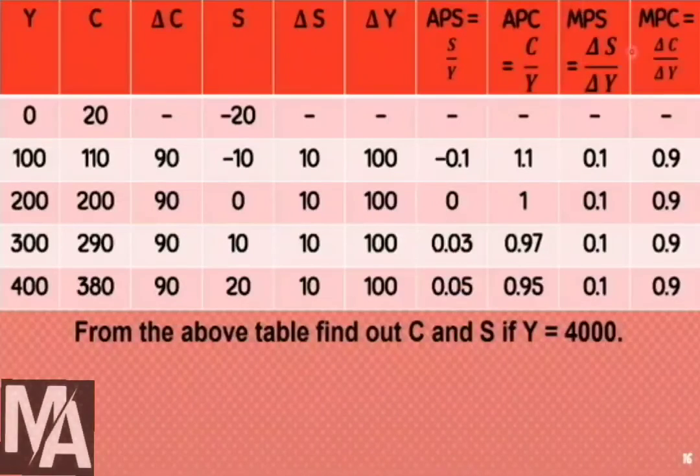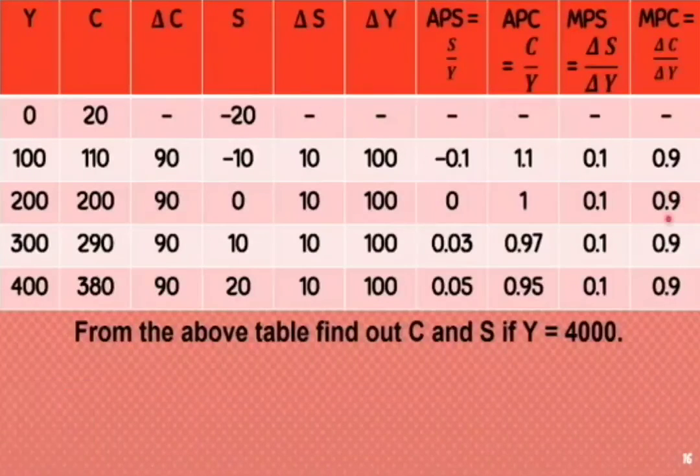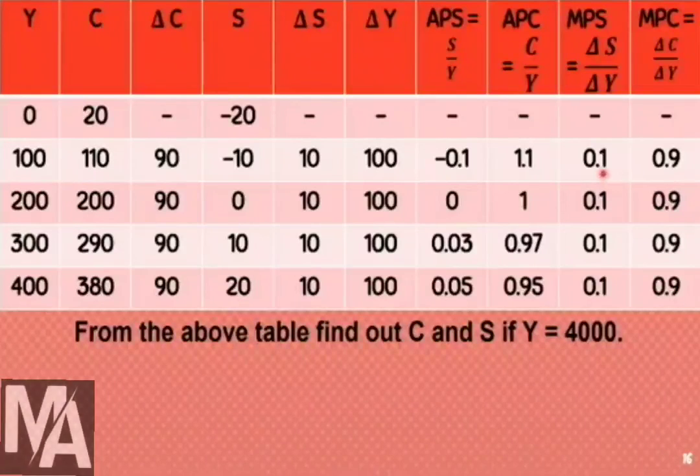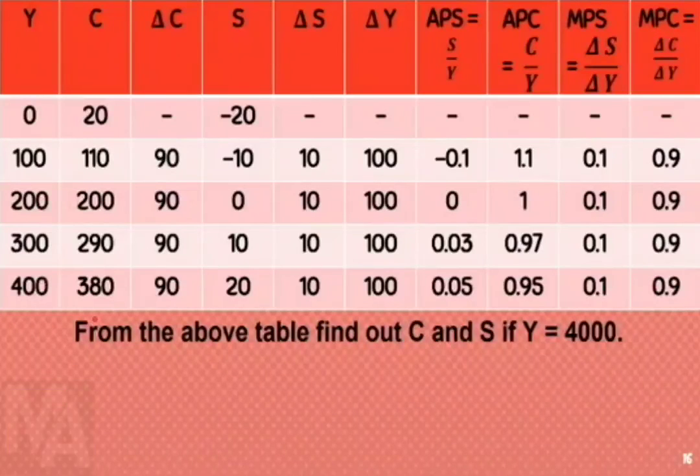Let's do MPS and MPC, that is delta S by delta Y, this column divided by this column. At every level we have 10 divided by 100, that is 0.1, which means my savings is increasing at a rate of 0.1. And for consumption, delta C by delta Y, 90 divided by 100 is 0.9. At every level, my consumption is increasing at 0.9 part of income. If you do the addition here, 0.1 plus 0.9 is equal to 1 at every single level. So either I am saving or I am consuming even at an additional level.